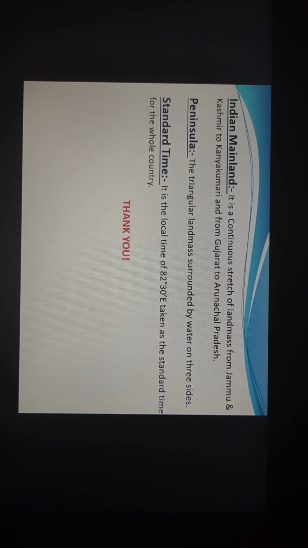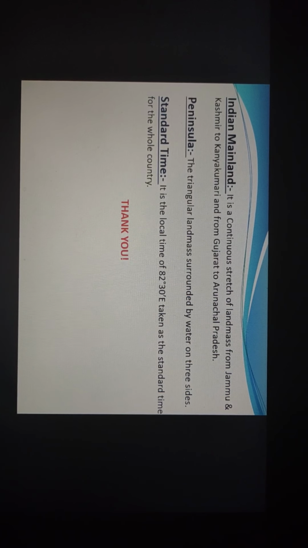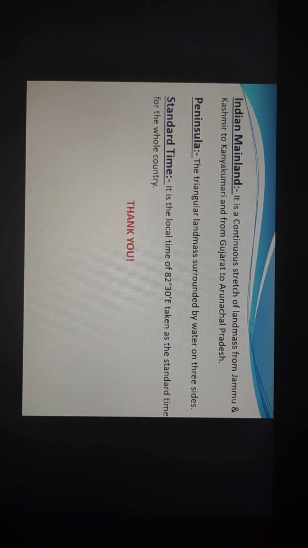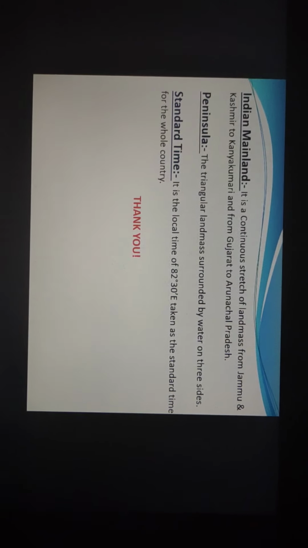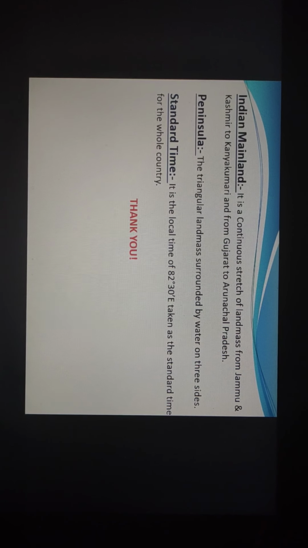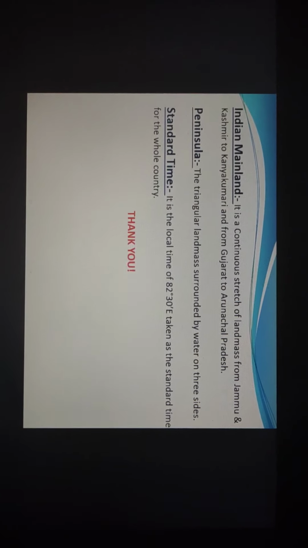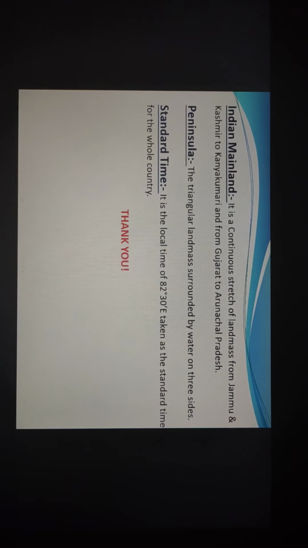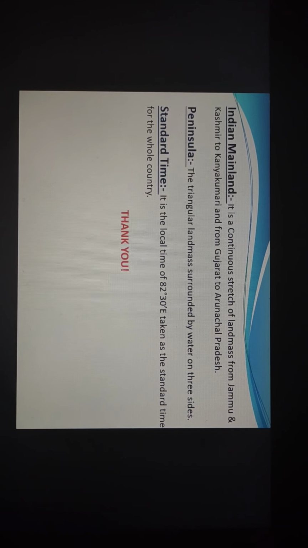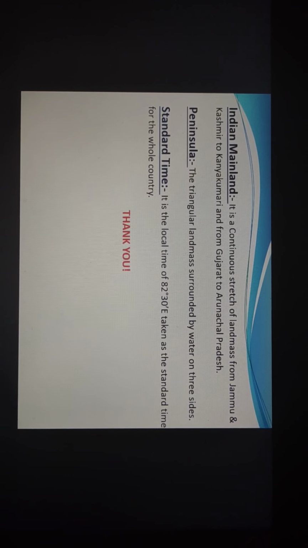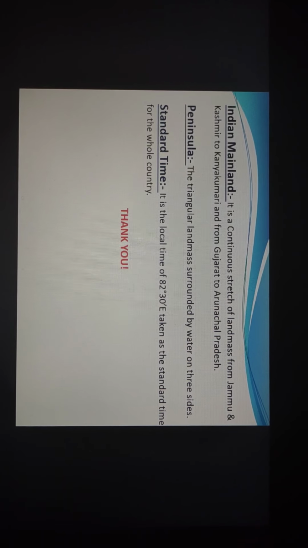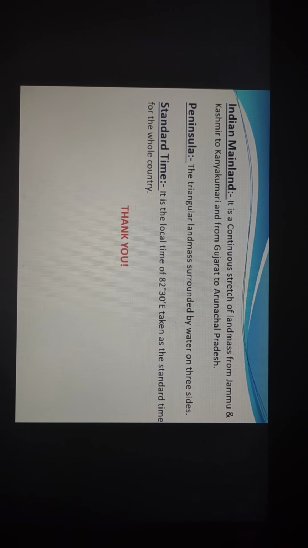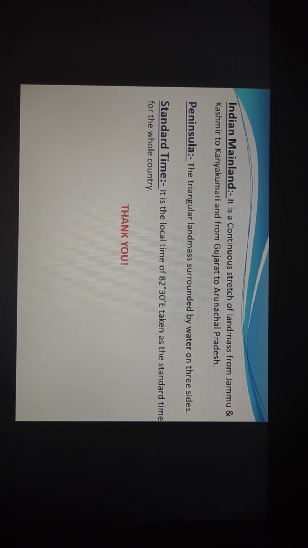Now the last term is the standard time. It is the local time of 82 degree 30 minute east, taken as the standard time for the whole country. Now what is the reason behind this? As you know, from one longitude to another longitude, there is a difference of 4 minutes. You already learned this in your previous classes. So in the same manner, the sun takes 4 minutes to pass from one longitude to another longitude, right?